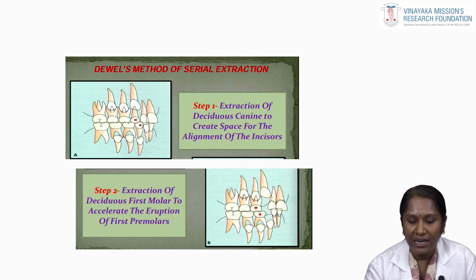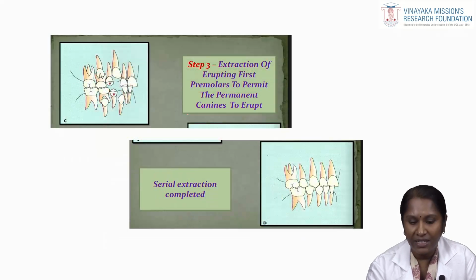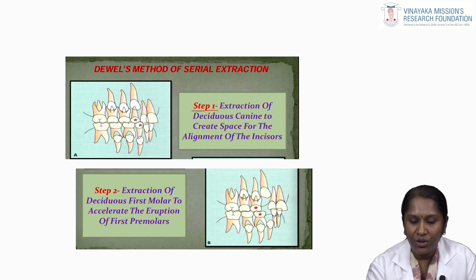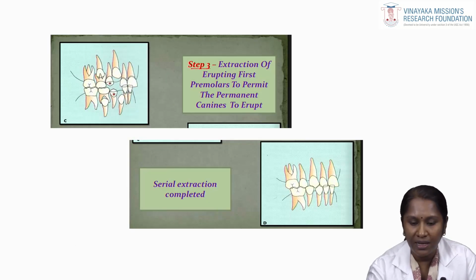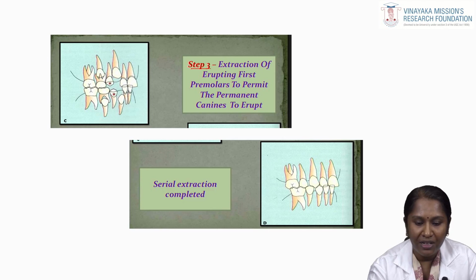Coming to Dewel's method of serial extraction, in this we have 3 steps. Step 1 is extraction of the deciduous canine for the alignment of the lower incisors. If you extract the deciduous canine, we can align the anterior region, both upper and lower. In step 2, extraction of the first molar to accelerate the eruption of the first premolar. When the first deciduous molar is obstructing, we can extract it to allow the first premolar to erupt. Coming to step 3, extraction of the erupting first premolar to permit the permanent canine to erupt.